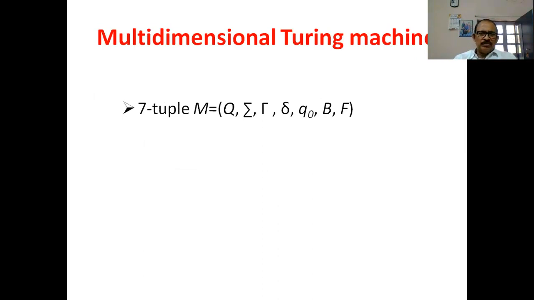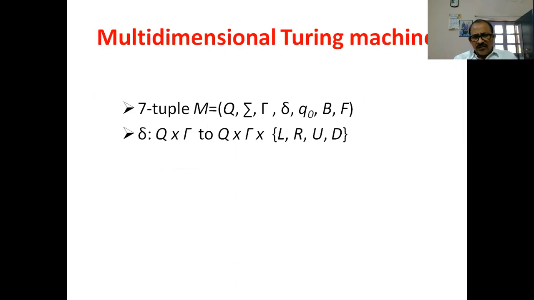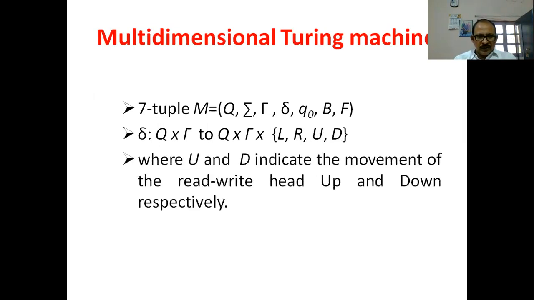Again, a multidimensional Turing machine is defined with the help of the 7-tuple Q, sigma, gamma, delta, Q0, B, F, with some modification in the transition function. Let us see the transition function. Here the transition function maps from Q cross gamma to Q cross gamma cross movement. Here you can observe, L is the left movement, R indicates the right movement, U indicates the up movement, and D indicates the down movement.